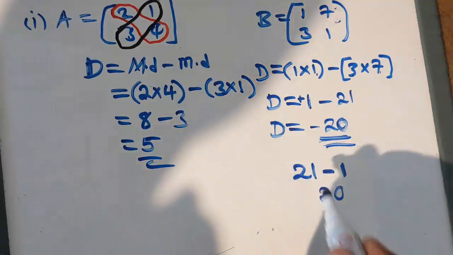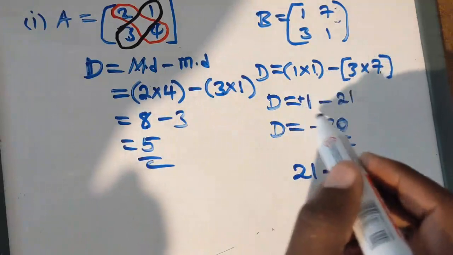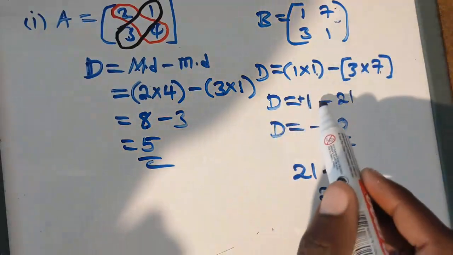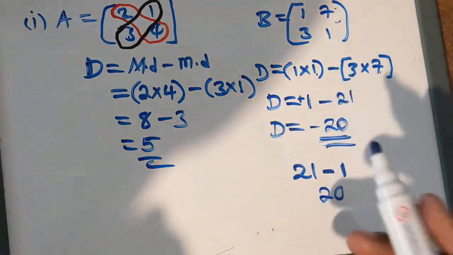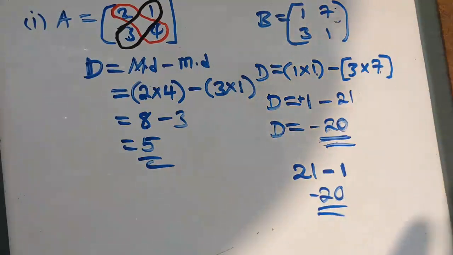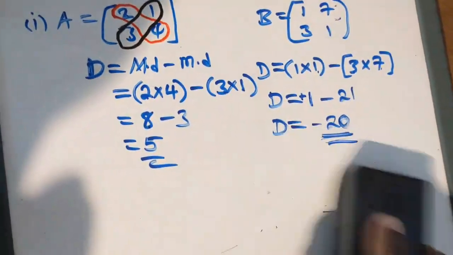Now you come to the original expression here. You get the sign of the bigger number. The bigger number here is 21, so the sign of the bigger number is negative. That is what I did. So that is a simple trick about this.